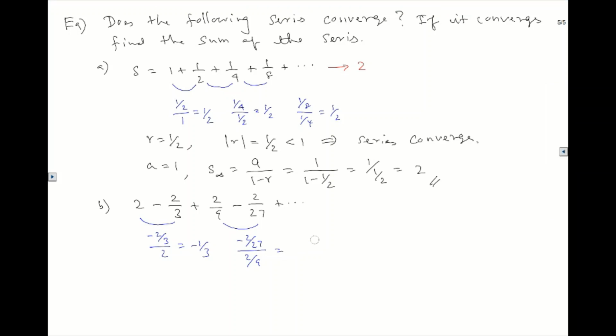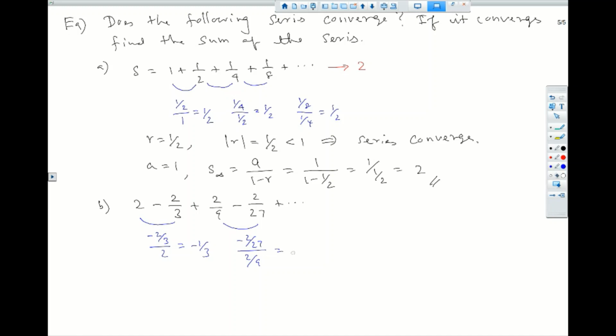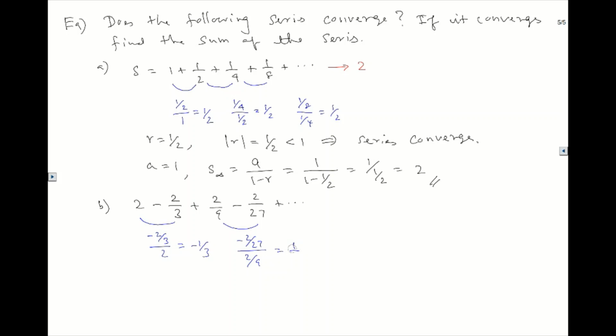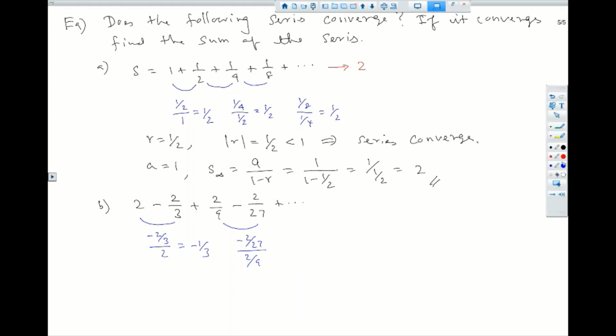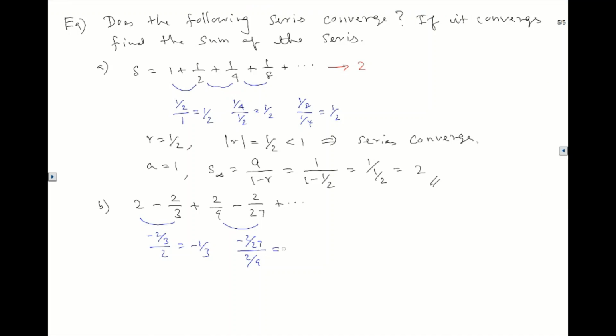Okay. So this is a very simple algebra here, so you're going to get 1/3, negative 1/3 again. This has to be common, okay. That's why we call it the common ratio, so it is equal to negative 1/3. Alright, perfect. So that means r equals negative 1/3, so the absolute value of r is 1/3, which is less than 1, so the series converges.